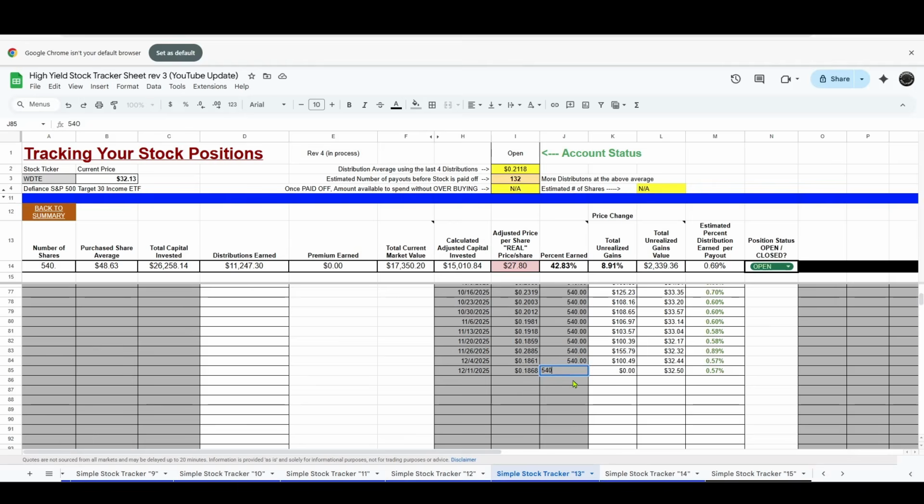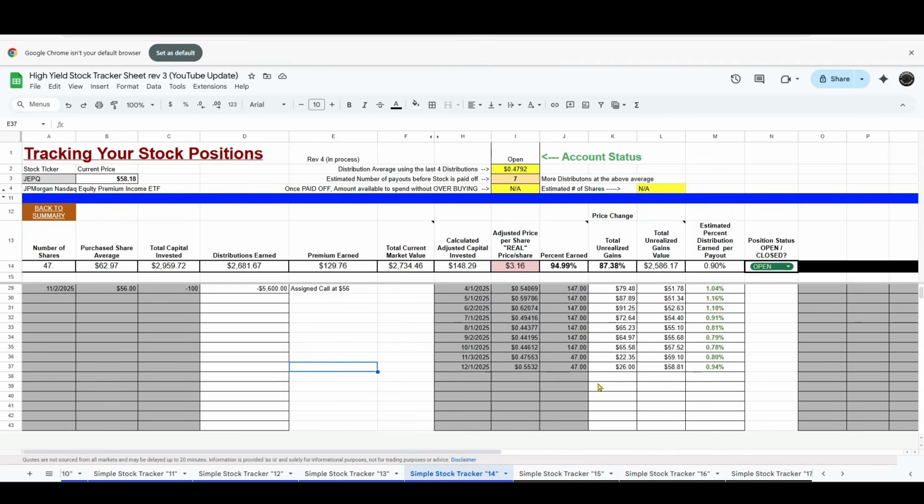Therefore, that real price per share of $27.80 now becomes $27.61. And if I were to sell all my shares in WDTE, I'm going to make $2,440. Yet another win. And JEPQ pays out monthly, and we've already recorded the December payment, so JEPQ has no change.